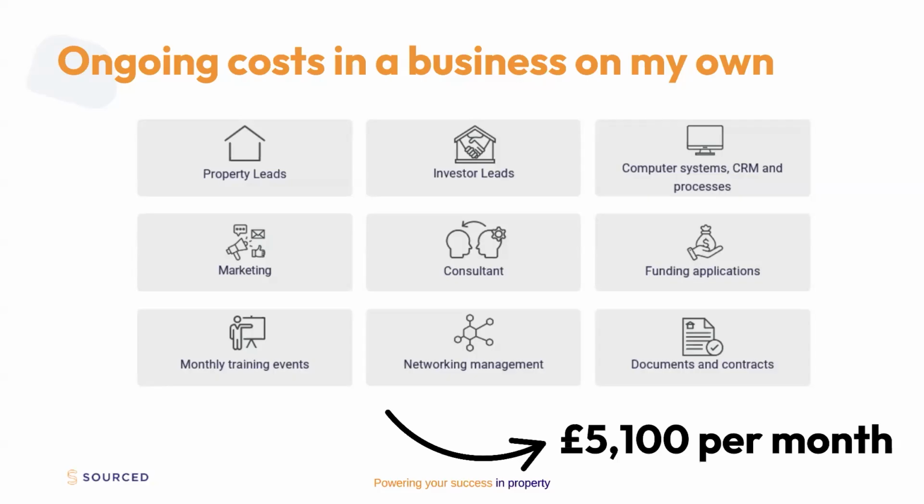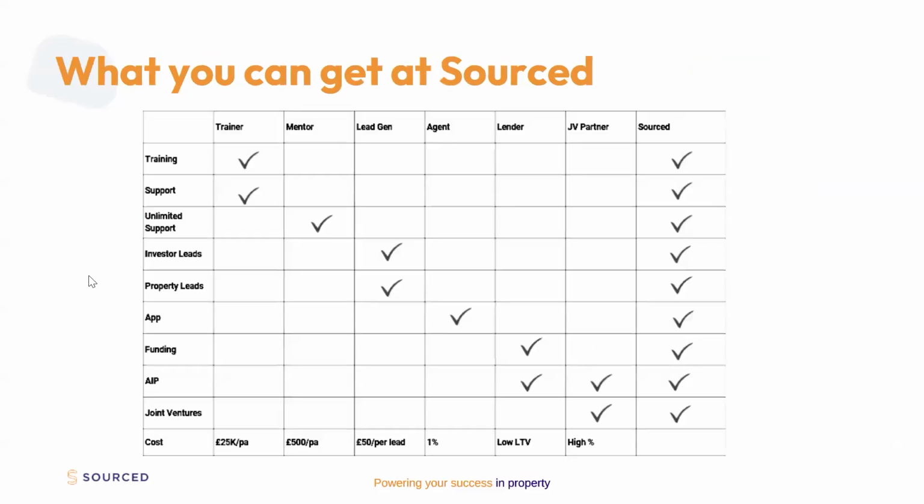You're going to need networking and to pay for networking, and you're going to need contracts and finance and all that good stuff that secures your position within property, and that can easily cost you £5,000 per month. Now, if you want training, you go to a trainer. If you want support, you might go to a trainer or you might go to a mentor. If you want lead generation, you're going to go to a lead generation company. If you want to sell deals, you're probably going to go to an estate agent and you're going to have to pay at least 1% for that estate agent to sell the deal for you. If you want funding, you're going to go to a lender and you're going to have a fairly low loan to value. If you want joint ventures, you're going to have to go to a JV partner and give away a lot of your equity.